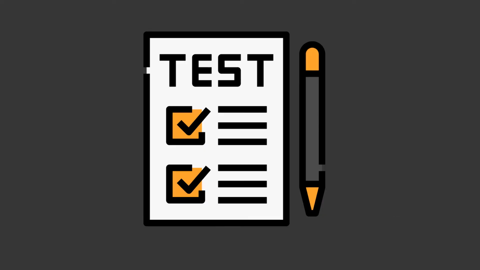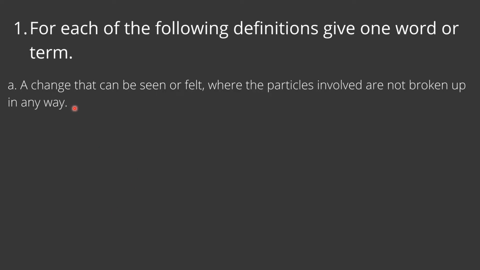Now that we've spoken a little bit about this, I think it's important to quiz ourselves on whether we actually understood everything, right? It's just going to be a couple of questions, and you try to see if you can answer them. The first question says that for each of the following definitions, you have to give one word or term. They give you a description of something, and you have to provide a one word or a term for this description.